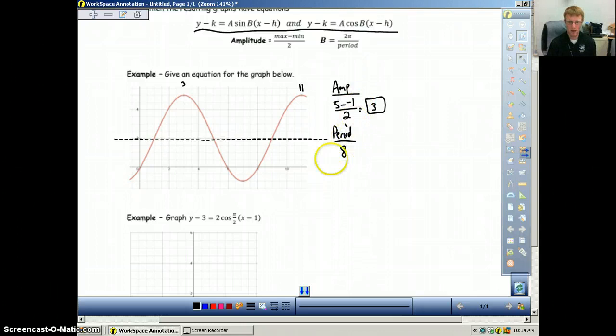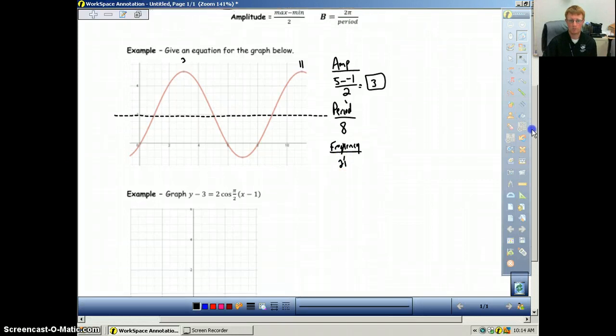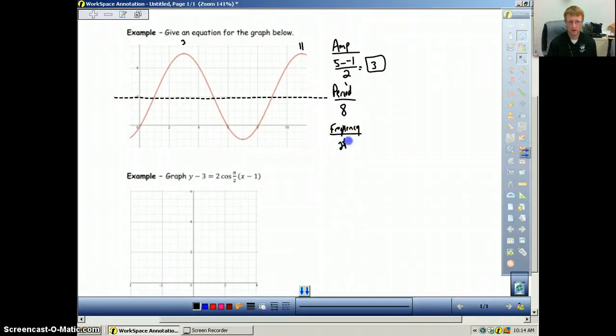Now that we have the period, we can figure out what the frequency is. And the frequency is important because that's part of our equation. That's the b. So the frequency is 2 pi divided by the period. So we have 2 pi divided by 8. And if we reduce that, that will be pi over 4. So now we have our frequency.